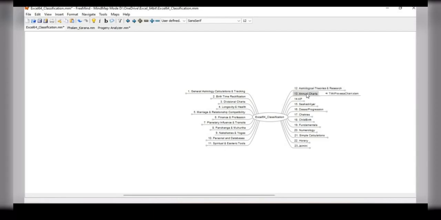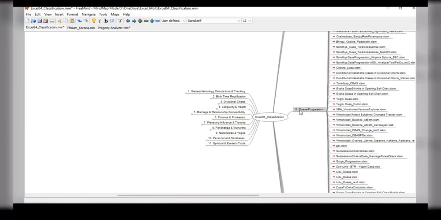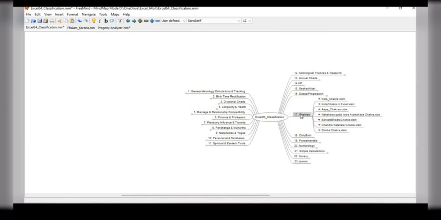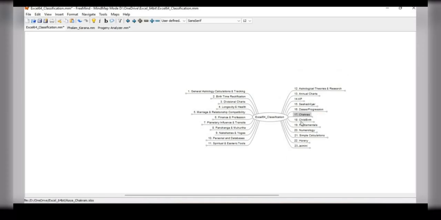In terms of annual charts, we have done Tithi Pravesha. On KP, we have done a few. We have Sheshadri Ayas. Dasa progression, we have done fairly good numbers. Chakras, we have done Kota Chakra, Aya, and all that. Sarvatobhadra. Some, of course, Dibba Chakra, some are to be done yet. And when I was looking into childbirth, there was nothing that I had done really other than just a simple calculation on whether it would be a male or a female child. So that's what prompted me.